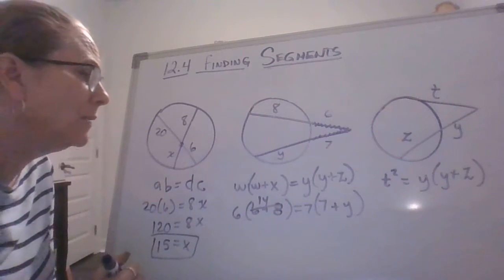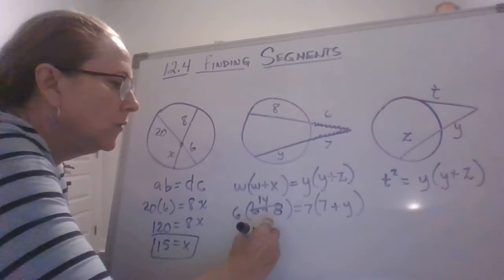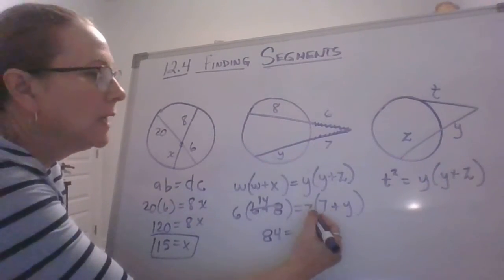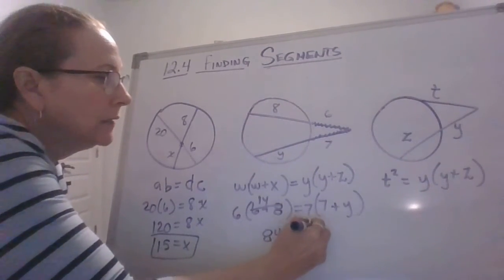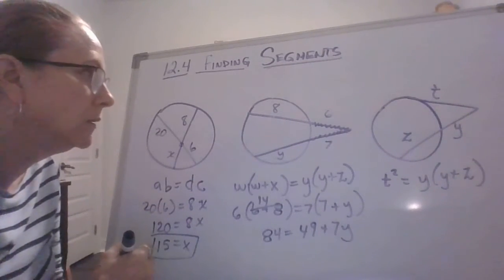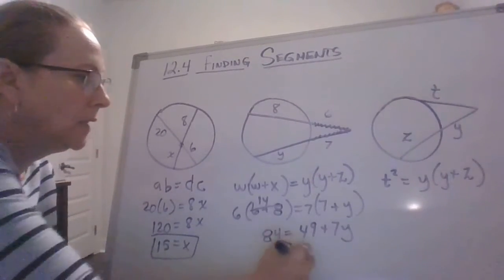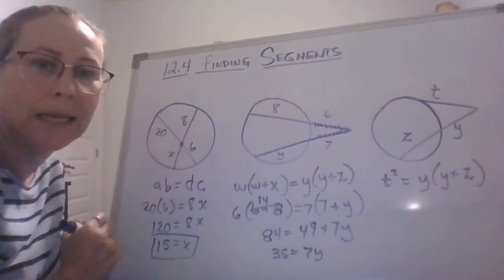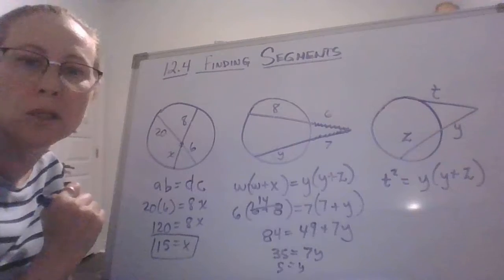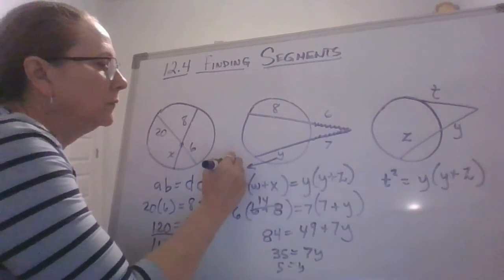And 14 times 6 is 60, and 24 more is 84 for this side. Equal to 7 times 7 is 49 plus 7Y. Subtract 49, 35 equals 7Y, and then divide, and Y is 5. Sorry, that's starting to fall off the board a little bit. So Y is 5.